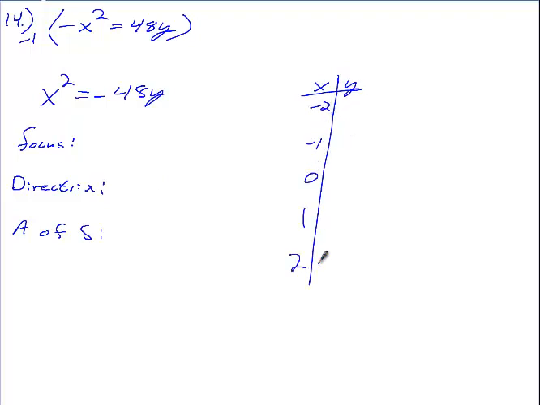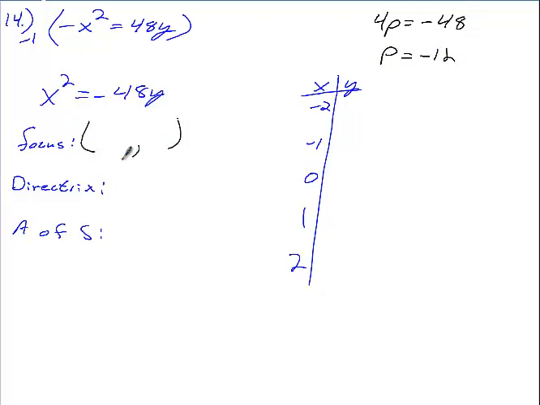Alright, so what's the first thing that I need to find? In order to find the focus of the directrix, what do I need? I need what value? Okay, I need the P, right? So how do I find P? Right, so 4P has got to be equal to the negative 48, right? Everybody okay with where that's coming from, yes or no? Alright, so now I divide both sides by 4, and what's my P? Negative 12.